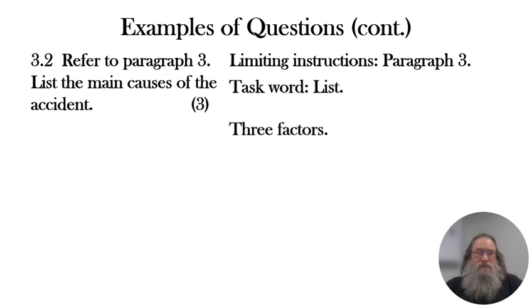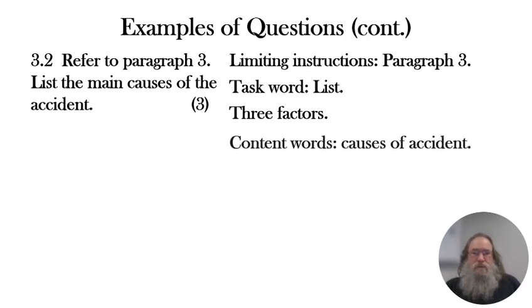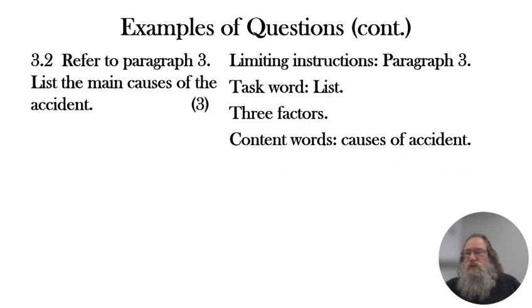You also have 3 factors. How do you know it's 3 factors? It's because the question is out of 3 marks. And if you're asked to make a list for 3 marks, you're going to include 3 points in the list. Then we go on to the content words and it's causes of accident. Actually, I'm a bit careless there. It specifically says the main causes of the accident. But, well, I think you get the idea. And that's fairly straightforward. Right, we'll take one last question.